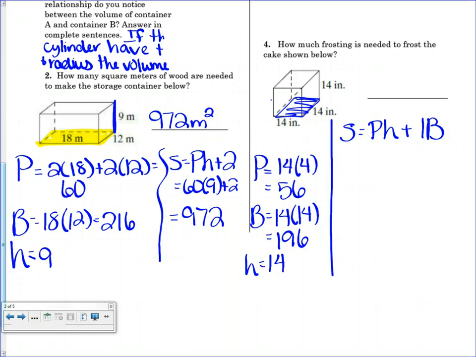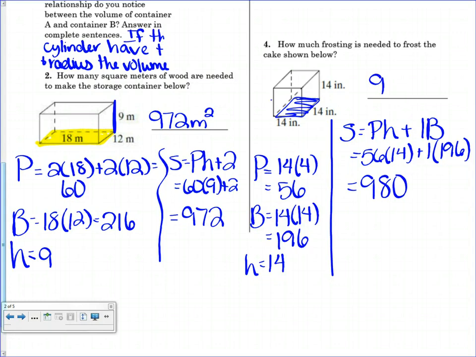So now we plug those into our formula. So we're going to do 56 times 14 plus 1 times the area of the base. So 56 times 14 plus 196 is 980 inches squared. So that's how much frosting we would need.